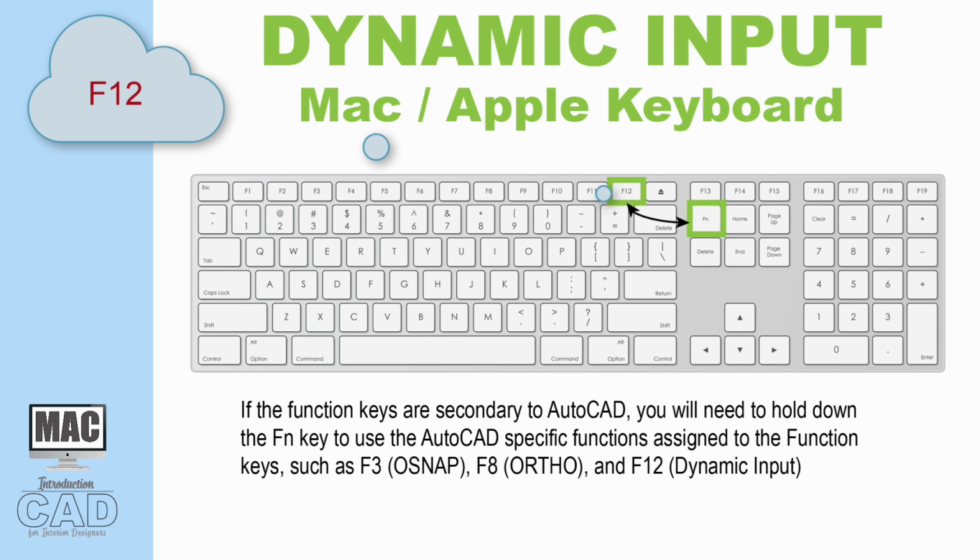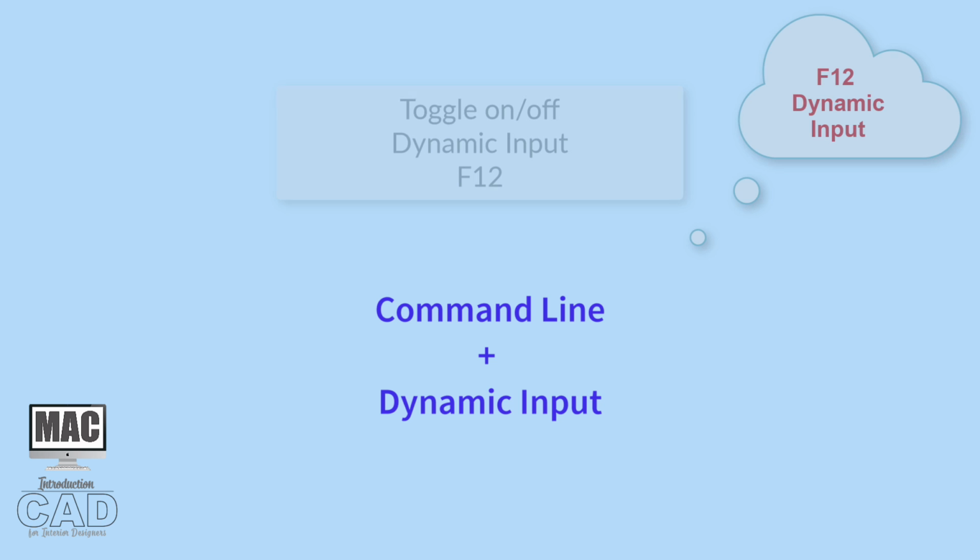There is another way you can turn on and off the dynamic input feature, which is by using the function keys located at the top of your keyboard. You can turn on or off the dynamic input by toggling on the function 12 key. Remember, dynamic input plus using the command line will help beginning students learn the language of AutoCAD much quicker.